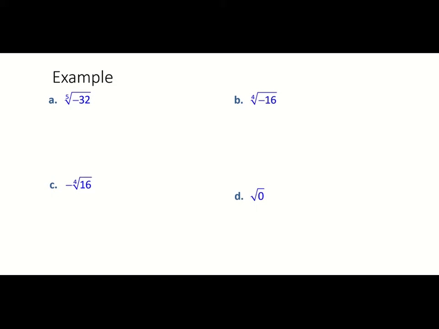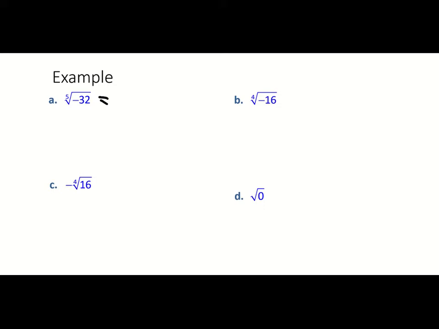All right, so here what we are going to do is just find the answer to these radicals. The first one we're looking for is the 5th root of negative 32. So we need to find a number that we can multiply together 5 times that will give us negative 32. Now, this one, again, we can use our calculator to find it.